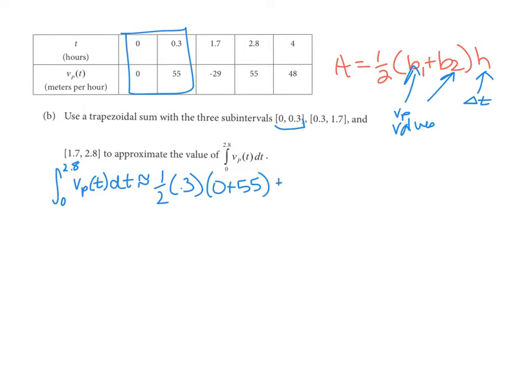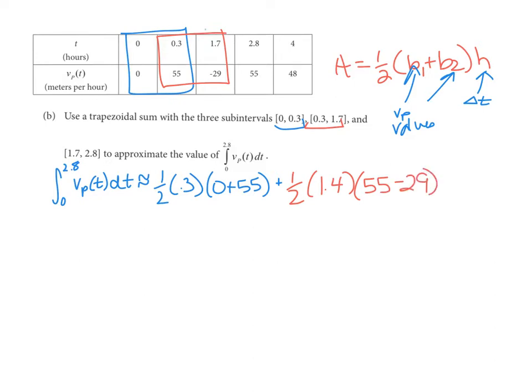My next little trapezoid is between 0.3 and 1.7, those ones right here. So in that case, my height, also known as my delta t, is 1.4. You do 1.7 minus 0.3. My 2 bases are 55 and negative 29.